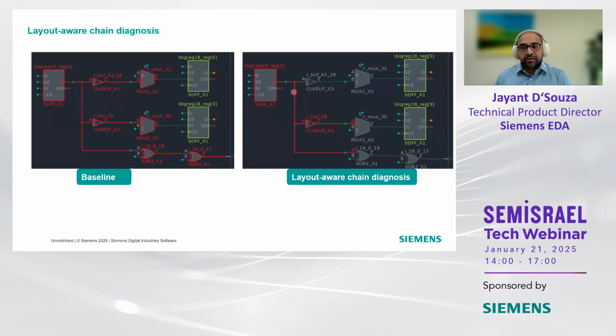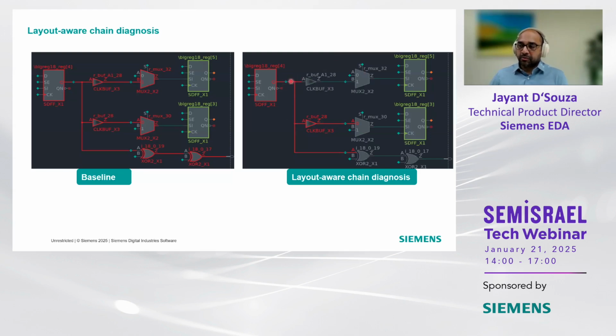Another very quick illustration of how layout-aware chain diagnosis works. These are a couple of injected cases where the defect was injected in one of the paths. With the baseline, you see the driving scan cell with all of its branches. However, with layout-aware chain diagnosis, the tool can isolate the failing branches.